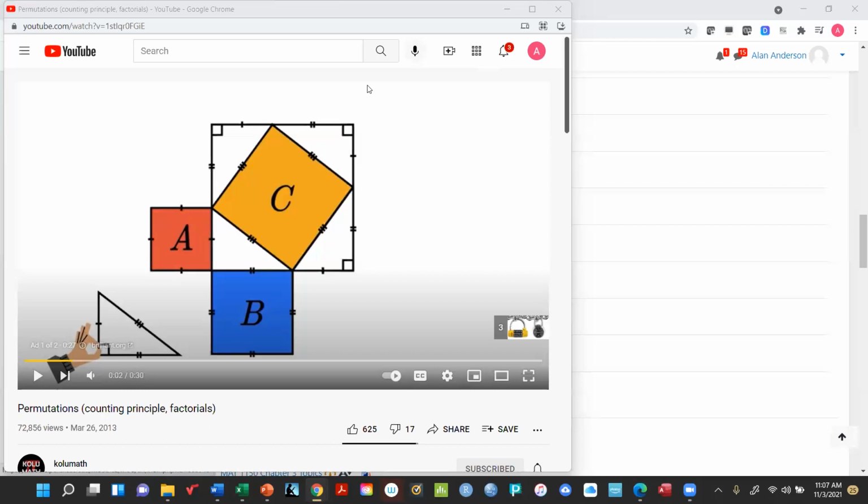And that's the factorial. You start with the n value, you count down to 1, and you multiply all those numbers together.